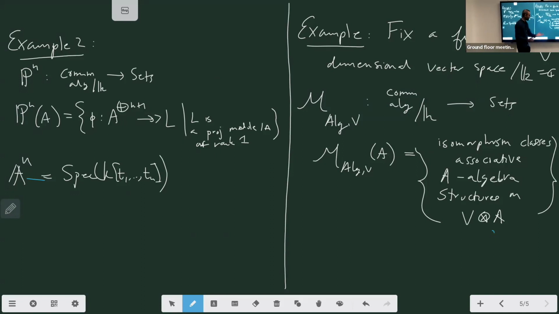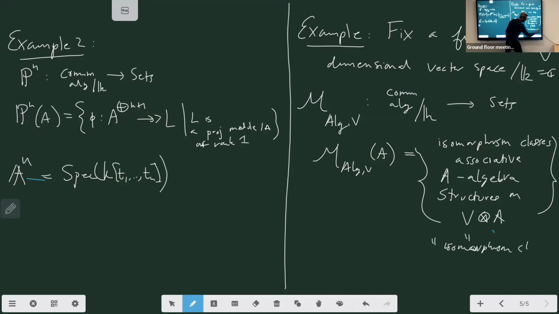You should think of this as isomorphism classes of families of associative algebra structures on V, parameterized by spec A.